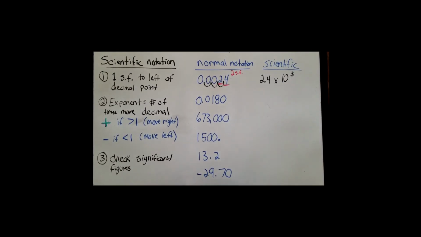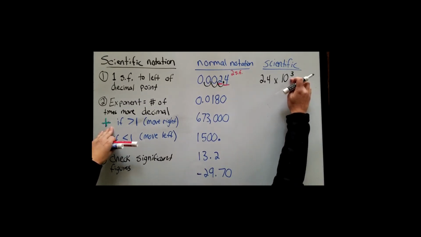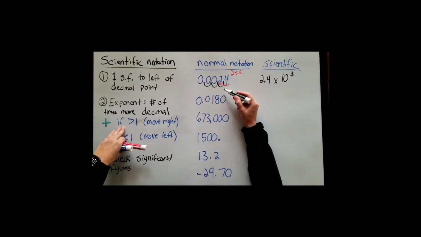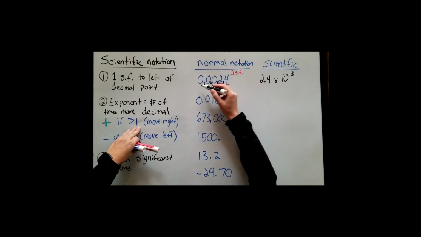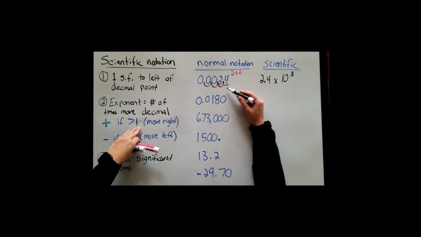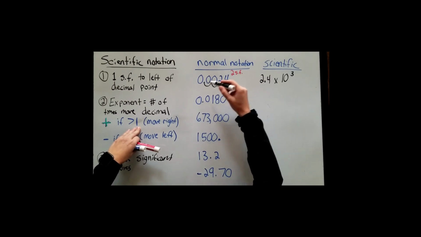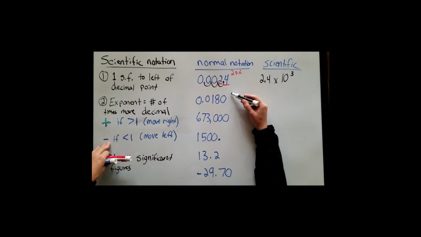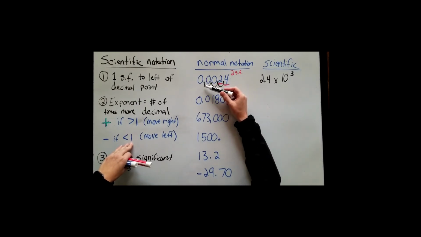I'm not done yet though, because I need to check and see, okay, should it be a positive exponent or should it be a negative exponent? And there are 2 ways to look at this. It's going to remain positive, a positive 3, if the original number in normal notation is greater than 1. Was my original number greater than 1? No, it was not. It was less than 1. It was 0.0024. Now it'll be a negative exponent if the original number in normal notation was less than 1. Was my original number less than 1?